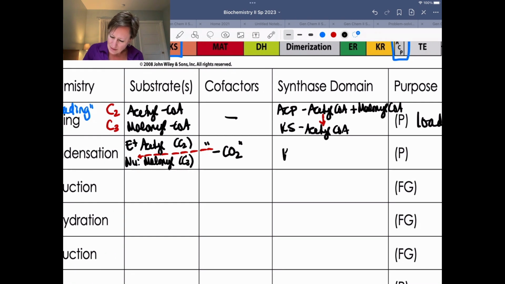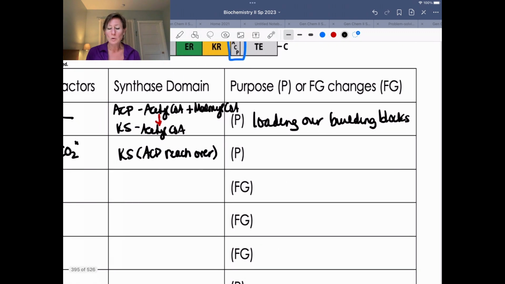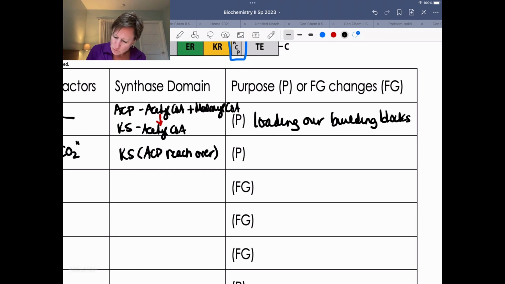Where this is happening is our Ks domain. And what happens is we're going to have the acyl carrier protein reach over to put those together. So look back to our priming step, our loading step. We basically had our nucleophile and our electrophile on 2 different domains. So if those need to come together, the acyl carrier protein that has the malonyl-CoA has to dip over to the Ks domain, and our chemistry is going to happen. So the purpose of what's happening here is that carbon-carbon bond formation happens.